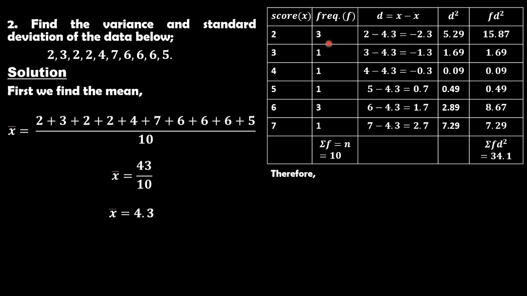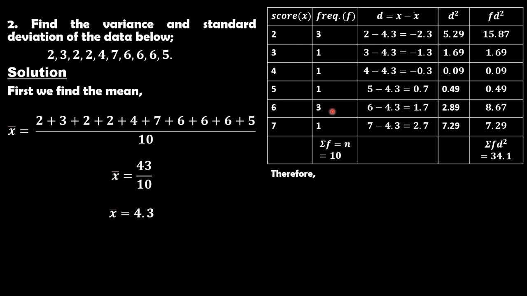So what we are going to do now is to multiply 3 to 5.29. 3 times 5.29 gives us 15.87. Here the frequency of this is 1. Therefore, even when you multiply it by a squared deviation, you will still have the same answer. Likewise, this we still have the same answer. This 1 multiplied by 0.49 still gives us 0.49.